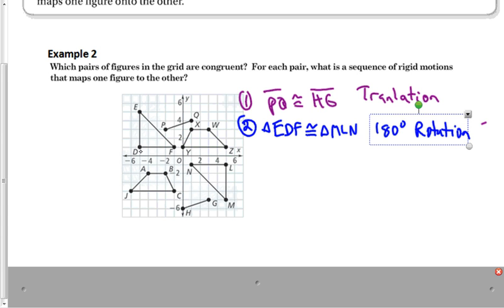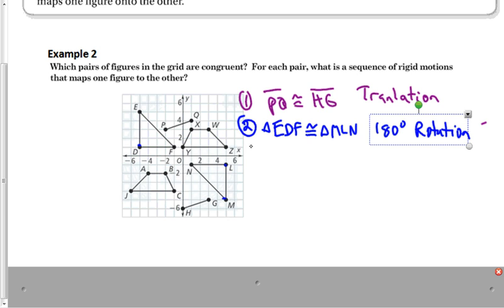Same thing with -5, 1. So I'm guessing we're going to have a 5, -1. Yep, right there. And then we have -5, 5. So we're going to have 5 and -5, which would be right there. So a 180 degree rotation makes those triangles right on top of each other.